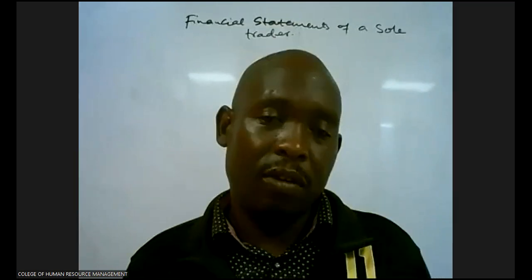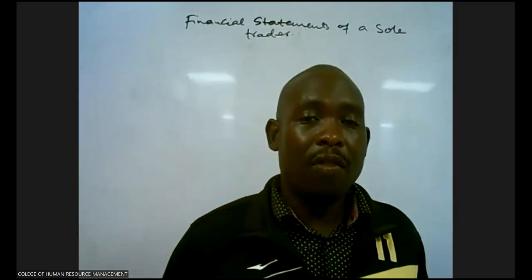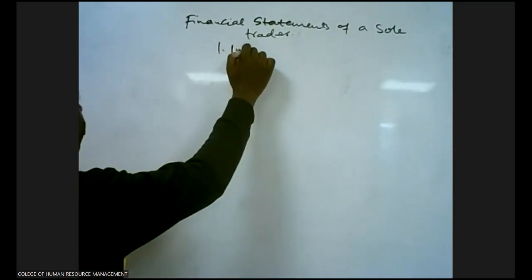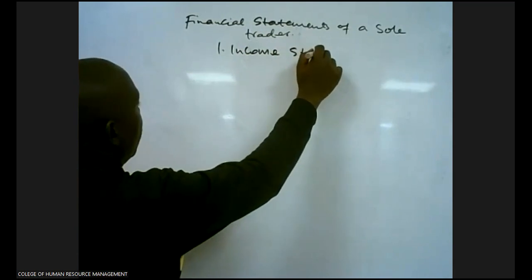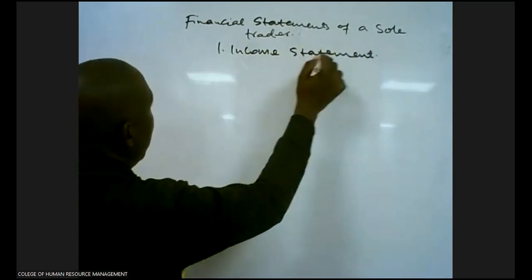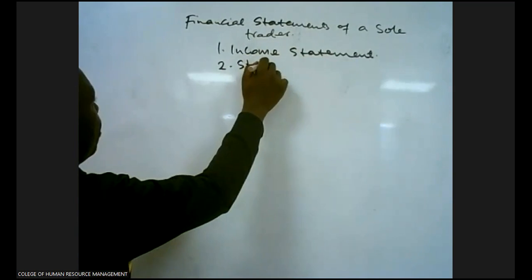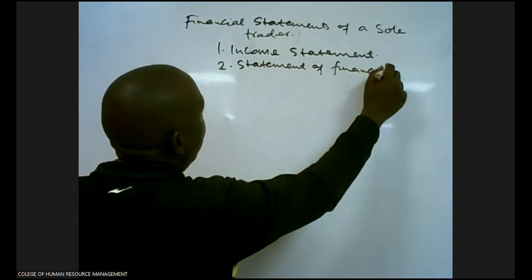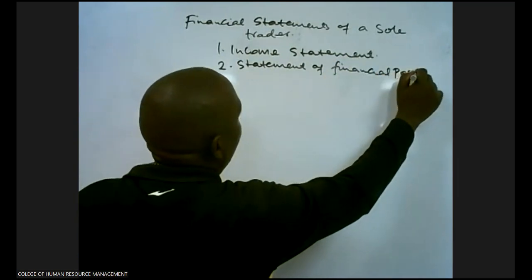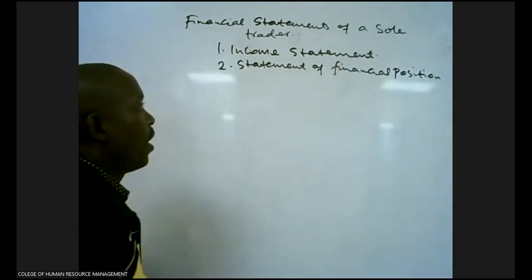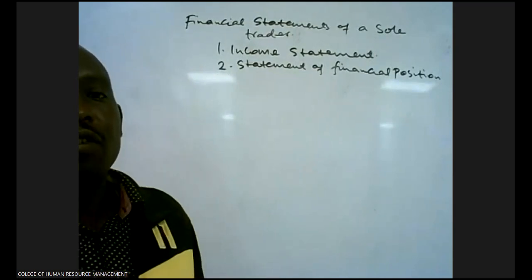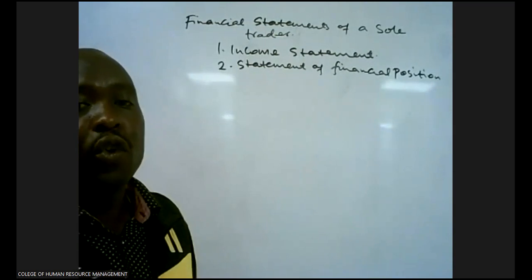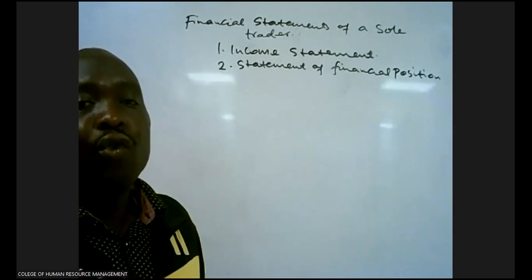So these traders, the sole traders, they normally prepare two statements. Number one is what we refer to as the income statement. Number two is the statement of financial position. The income statement and the statement of financial position. Those are the statements that you are required to prepare for the sole trader. So you need to understand how you prepare them.